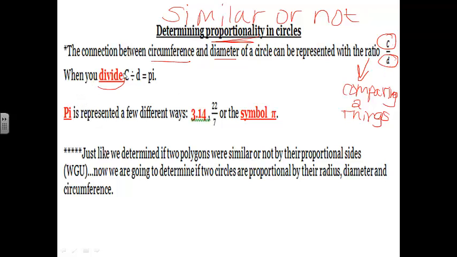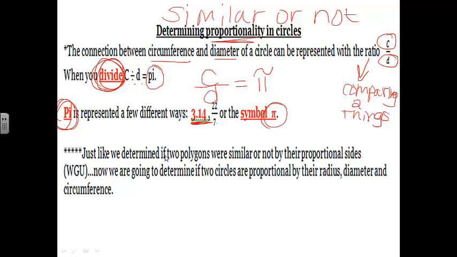When you divide, fraction means divide, circumference divided by diameter, you're going to get a new word we're going to learn, which is pi. So C divided by D, which is circumference divided by diameter, is going to give me pi. This is another way to show pi. And we see this down here. Pi is represented a few ways. It's represented by 3.14, 22 divided by 7, which is going to give you an irrational decimal, or the symbol pi. So we're going to be comparing circumference and diameter of circles to get pi.